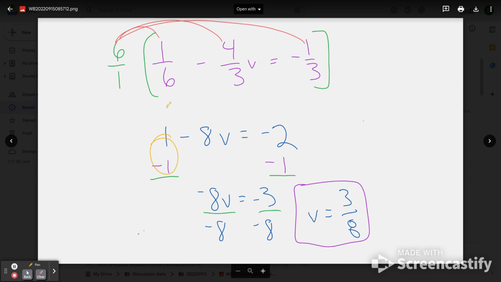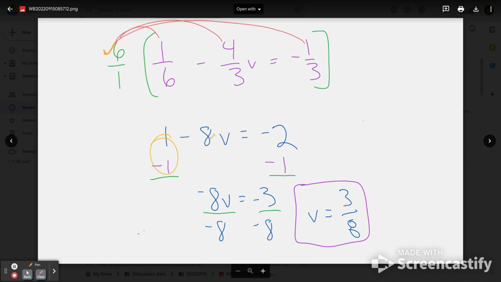This equation has fractions. It's in purple. 1/6 minus 4 over 3v is equal to negative 1/3. We multiply each term by the common denominator, which is 6. So we use our calculator and we multiply 6 times 1/6, 6 times 4 over 3, and 6 times negative 1/3. And we find out that we eliminate the fractions, and now our new equation is in blue.